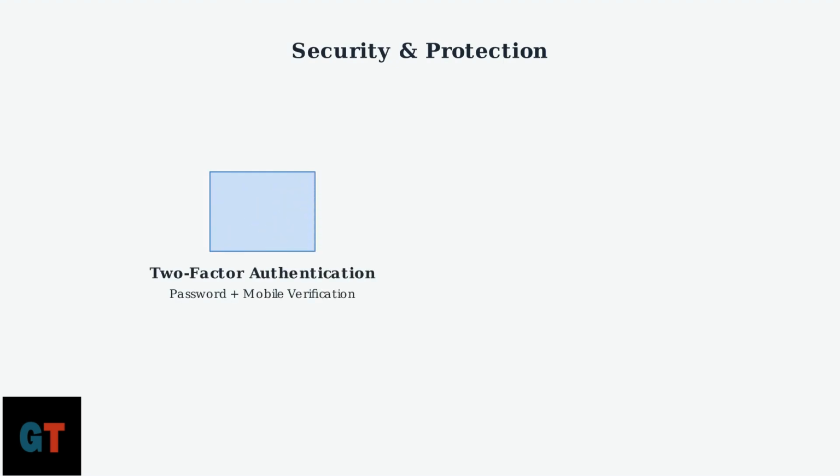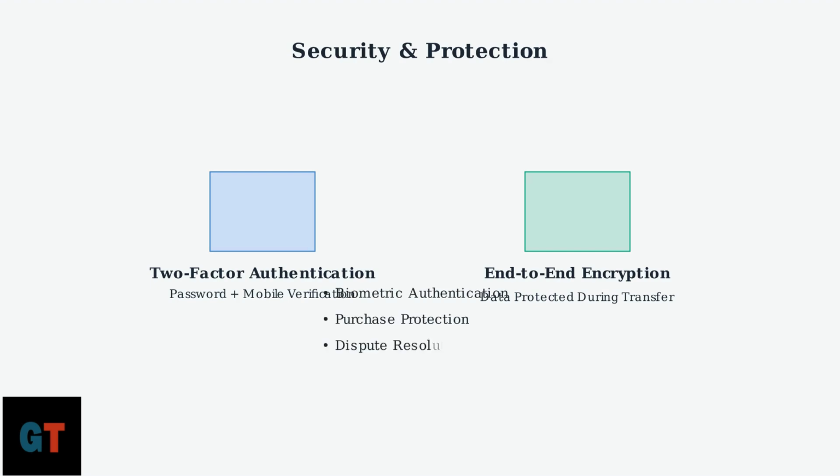Two-factor authentication is now standard across all major payment platforms. This process requires both your password and a secondary verification method, typically sent to your mobile device. End-to-end encryption protects your transaction data during transfer. This means your payment information is scrambled and can only be read by the intended recipient, making it virtually impossible for hackers to intercept. Additional security features include biometric authentication using fingerprints or face recognition, purchase protection services, and comprehensive dispute resolution systems to help resolve transaction issues.